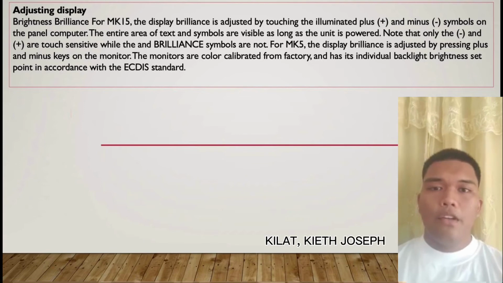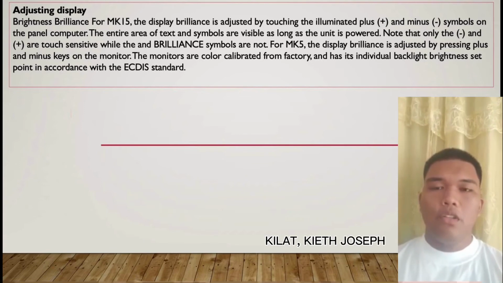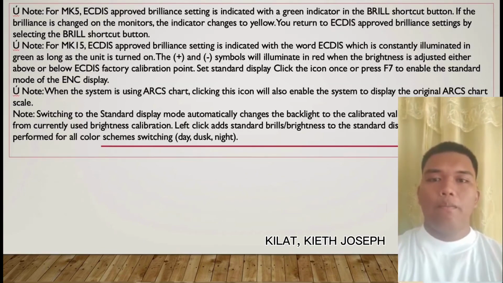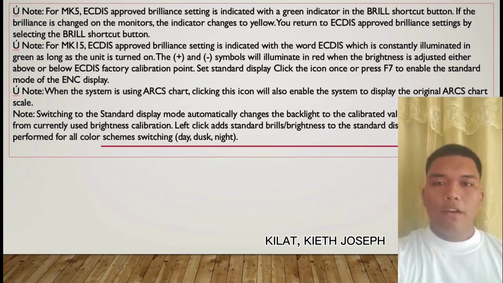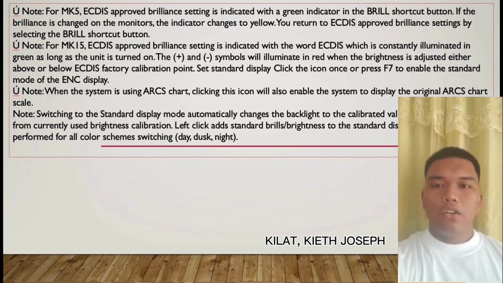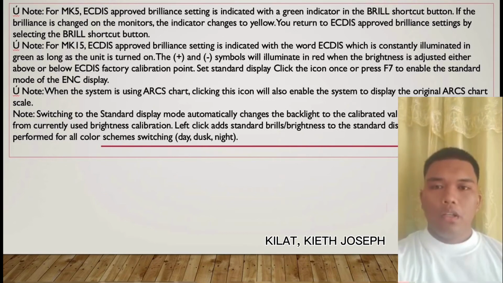For MK5, the display brilliance is adjusted by pressing the plus and minus keys on the monitor. The monitors are color calibrated from the factory and have their individual backlight brightness set point in accordance with the ECDIS standard. Note, for MK5, the ECDIS approved brilliance setting is indicated with the green indicator in the Brill shortcut button. If the brilliance is changed on the monitors, the indicator changes to yellow. You return to ECDIS approved brilliance settings by selecting the Brill shortcut button.